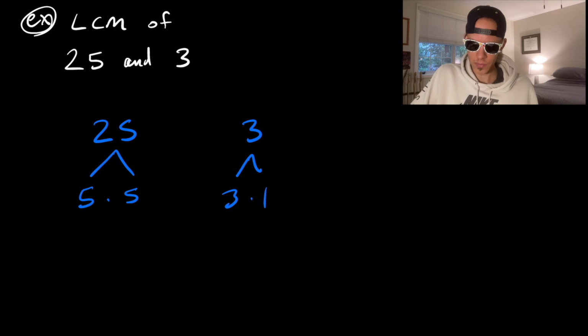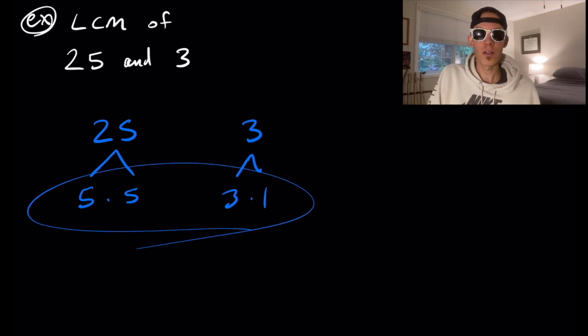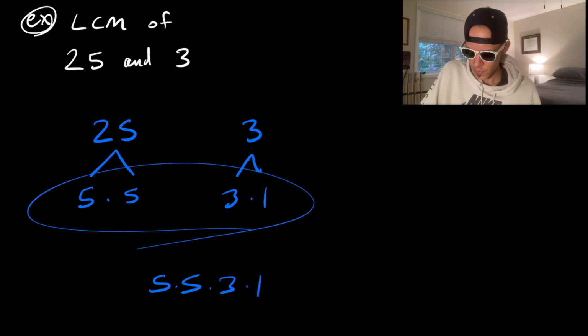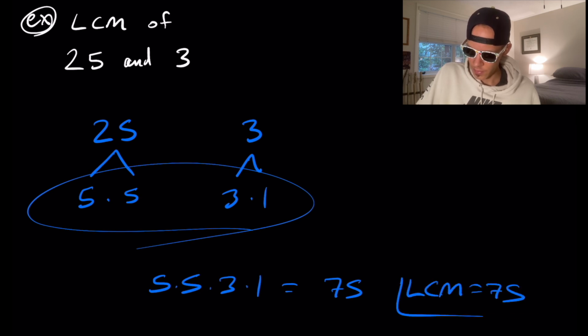So what am I going to do here? Well, I'm just going to multiply all of these numbers. I'm going to do 5 times 5 times 3 times 1, which is going to be 75. So our least common multiple is 75.